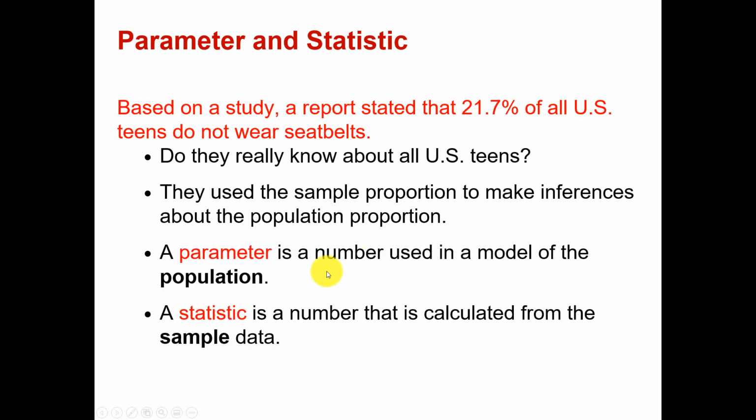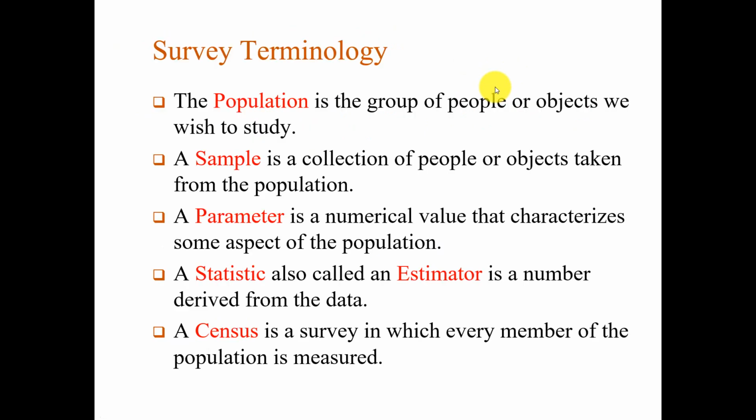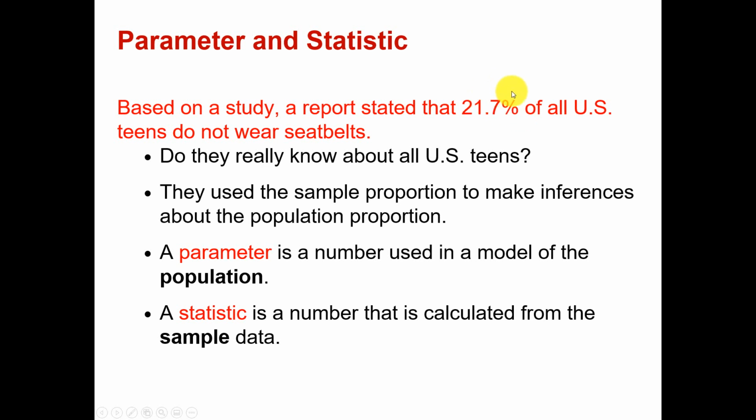So the parameter is the number used in the model of the population, and when we sample, we have no idea. In the real world, we never have an idea of what the true parameter is. But a statistic is a number that is calculated from the sample. So this 21.7%, that would be a statistic from the sample data. While this 21.7%, a statistic is an estimate of the parameter, so that would be how that relates, the statistic and the parameter.